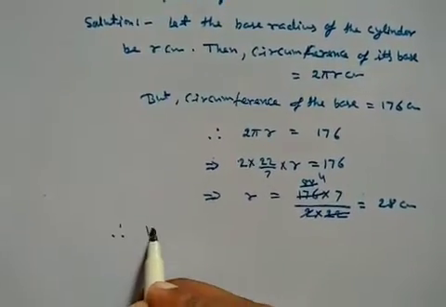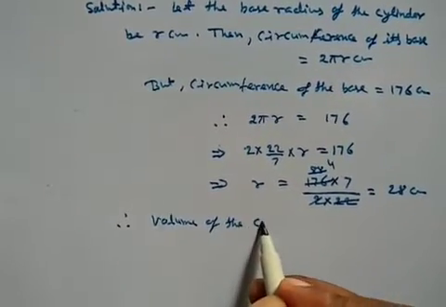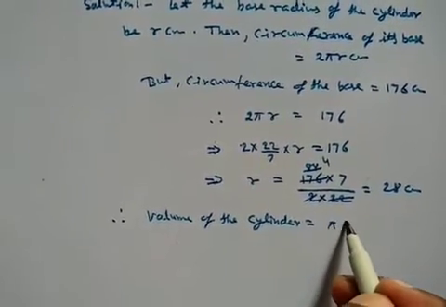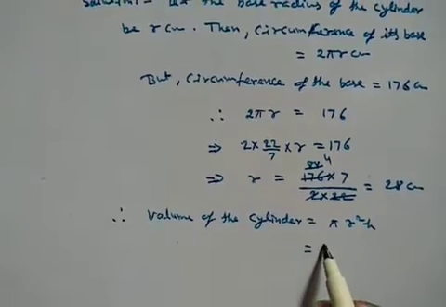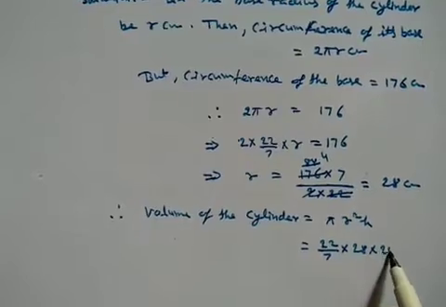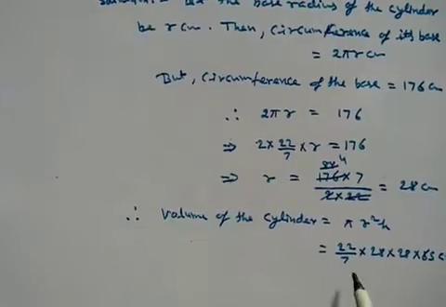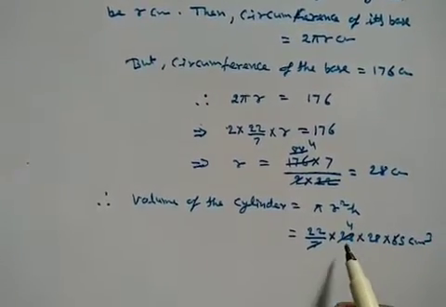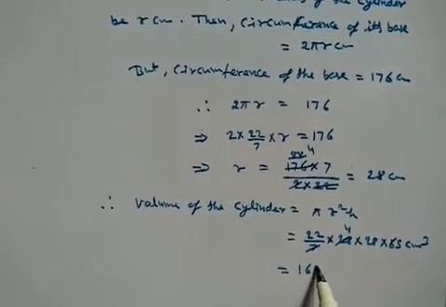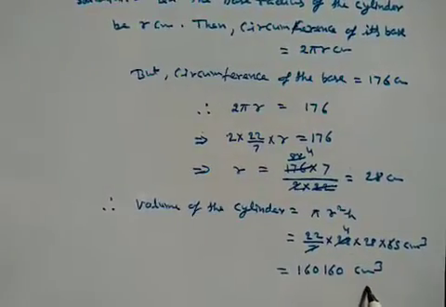So volume of the cylinder equal to pi r square h equal to 22 by 7 into 28 into 28 into 65 centimeter cube. 7 4 are 28 equal to 160 centimeter cube. This is our answer.